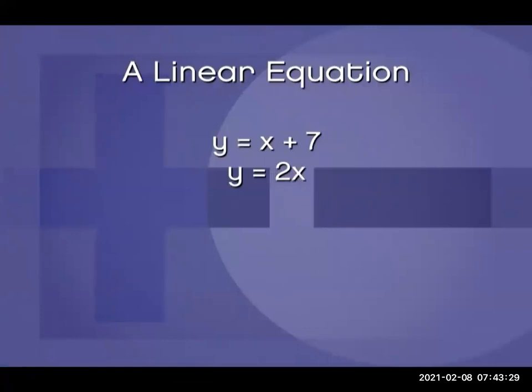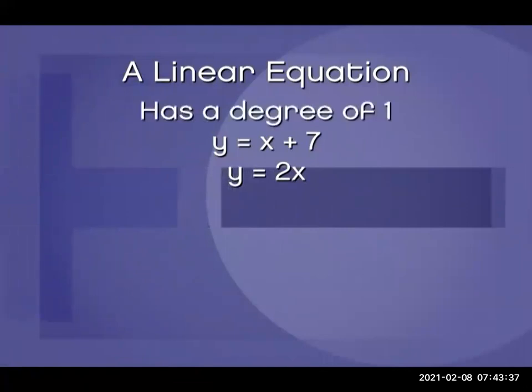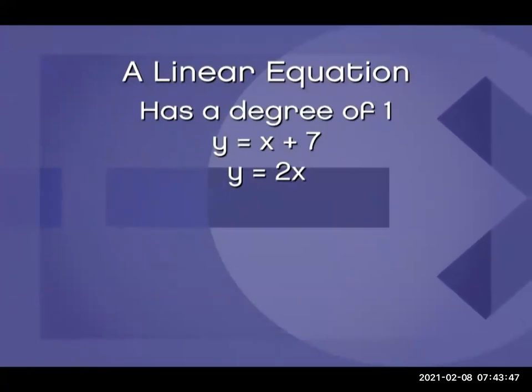Hey, by the way, let's remind you of what a linear equation is. Both of these equations are linear equations. A linear equation has a degree of 1. That means that the highest exponent on any variable is 1. Note that all exponents for the variables of these equations are 1.